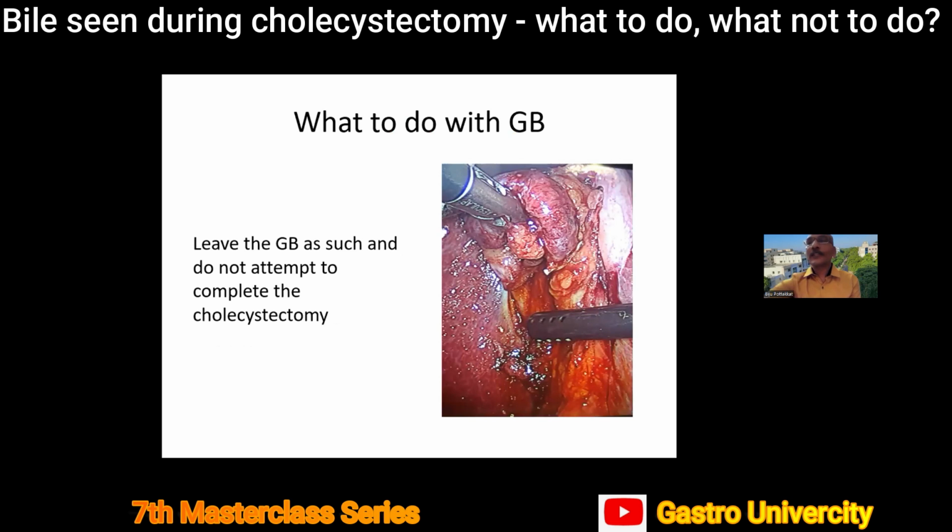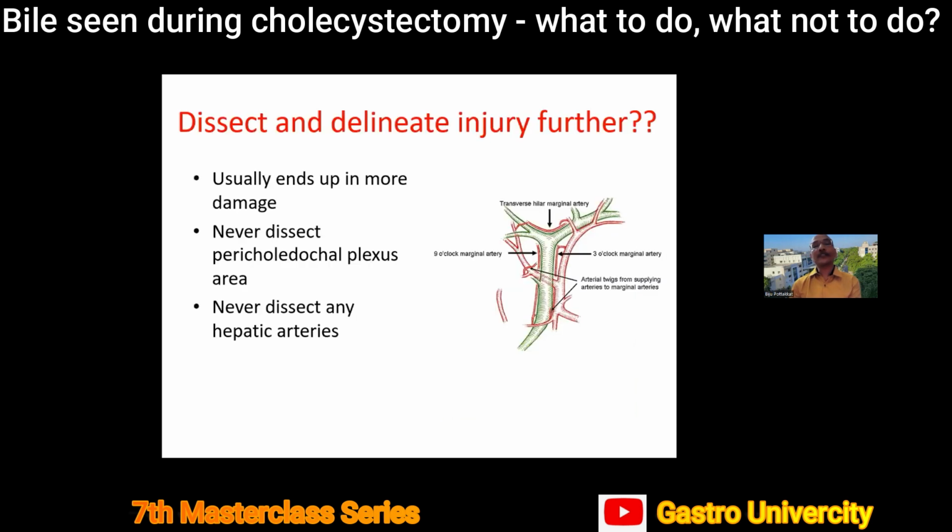Now, what to do with the gallbladder? You may be in a situation where the gallbladder is intact or partially dissected and bile is leaking. If you're not planning to repair it yourself, leave the gallbladder as it is and do not attempt to complete the cholecystectomy, because this can further damage and devascularize the area. So leave the gallbladder intact. One important reason is that this will help the next surgeon to manage the patient in a better way.